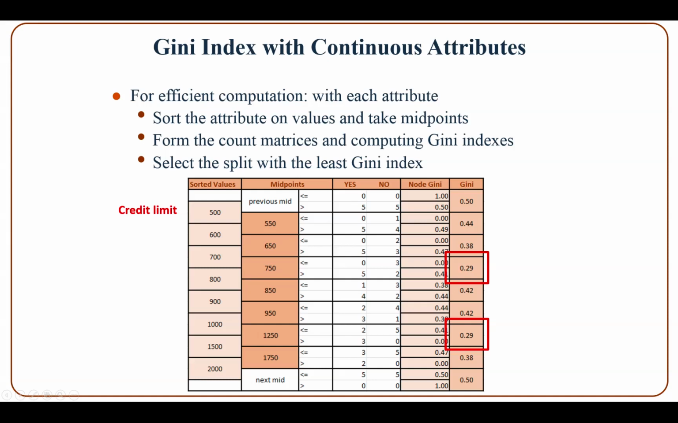And here in this example, we have two same Gini indexes. But when you have many more records, then this case is rare.